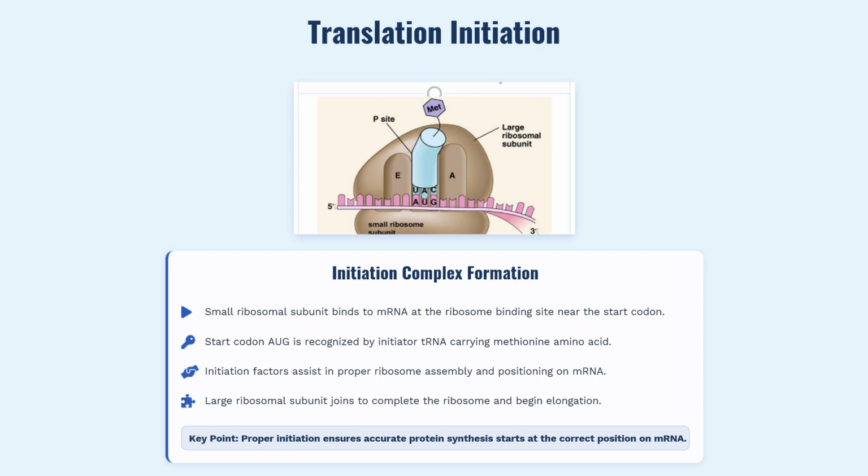The initiator tRNA carrying methionine binds to the start codon AUG with help from initiation factors. These protein factors assist in ribosome assembly and are released when the large subunit joins to form the complete ribosome. Proper initiation is crucial for accurate protein synthesis and is highly regulated in response to cellular conditions. Errors in initiation can lead to production of truncated or incorrect proteins.